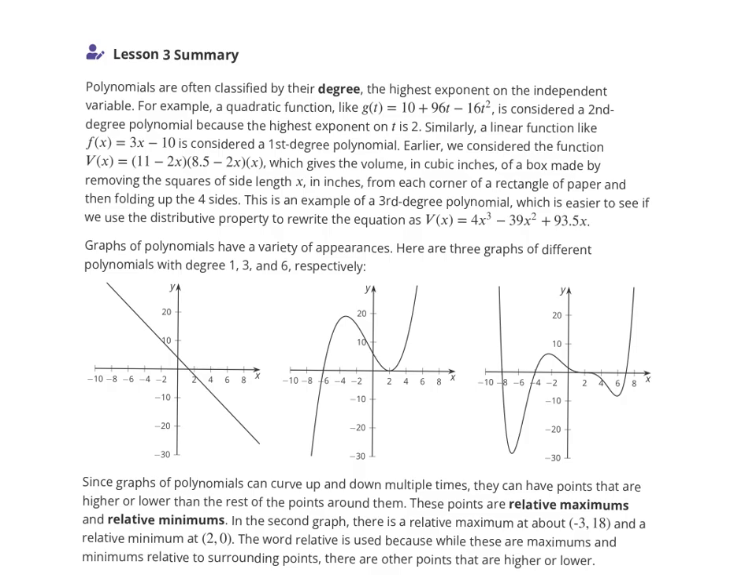Okay, so let's come to our lesson summary. All right, the word we're going to highlight today is degree. Degree is the highest exponent of the variable. So you can read the words there, and I want to talk about a couple of things. We're going to also highlight relative maximum, which is higher than the points around it. Relative minimum is lower than the points around it. So we're going to see this when we get to the practice problem.